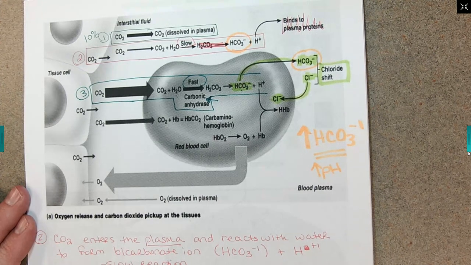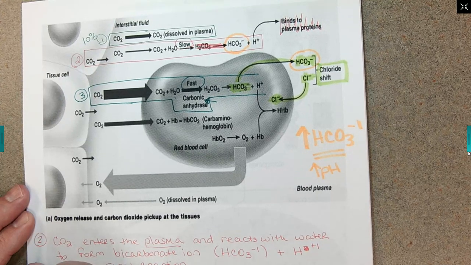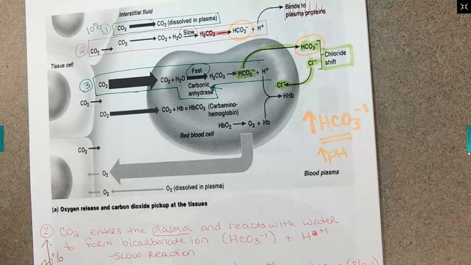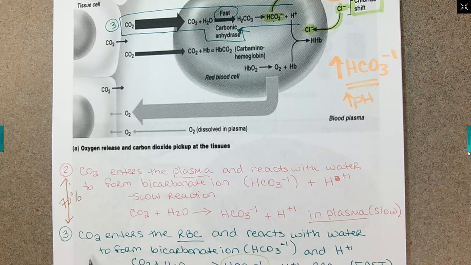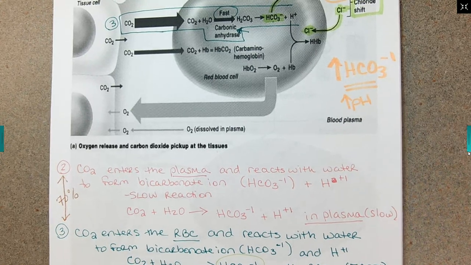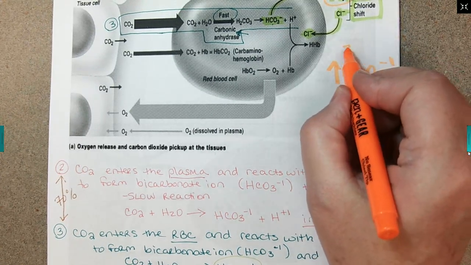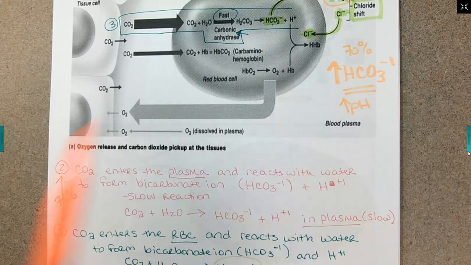Now, about 70% of your carbon dioxide is going to travel in the form of that bicarbonate ion. So it's either going to be from the combination of the carbon dioxide reacting with the water in the plasma and the carbon dioxide reacting with the water inside the red blood cell. This is how 70% of that carbon dioxide is going to transport through the blood, ultimately in the form of this bicarbonate ion. And you can see the majority of that is coming from the fast reaction. Okay, I'm not going to ask you to know how much specifically.